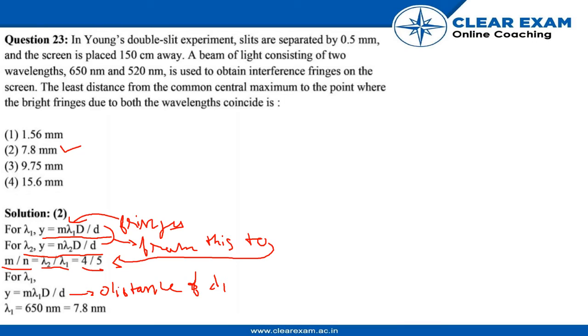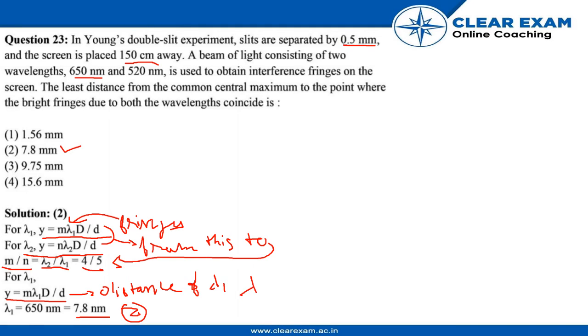of the lambda 1 wavelength, we know that y is equal to m lambda 1 D by d. So we just have to put the value of m, as we know m is equal to 4, and the other values that are given in the question, that is 650 nm, and the screen is 150 centimeter away, and the slits are separated by 0.5 mm. So we get 7.8 mm, which is the second option. So the second option is correct.